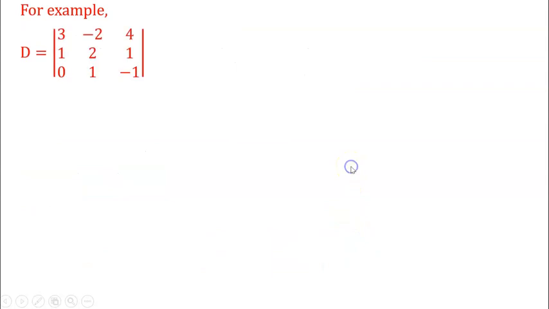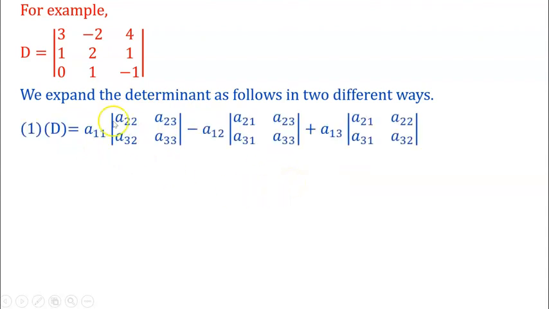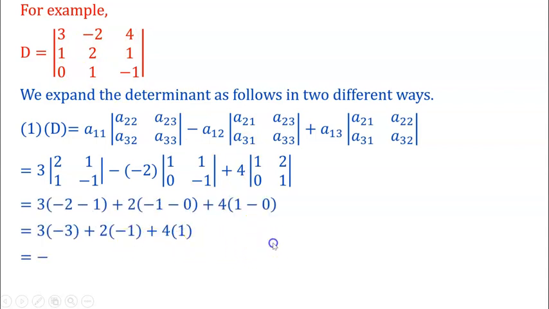Now here, see this one example. Expand the determinant in two different ways. The first is D with the help of the first row. Substitute the values. That is 3 into determinant 2, 1, 1, minus 2. Minus, in bracket, minus 2. Eliminate these and this. You will get here 1, 1, 0, minus 1. Next, plus 4 times the determinant 1, 2, 0, 1. And evaluate it. You will get the value of that determinant, which is equal to minus 7.